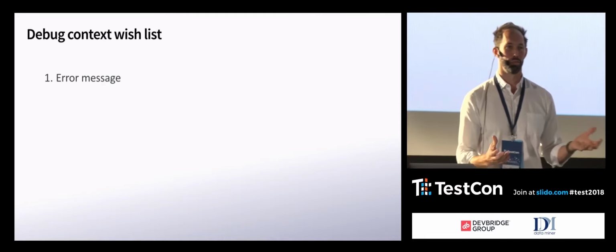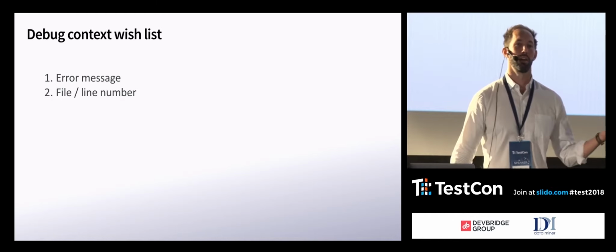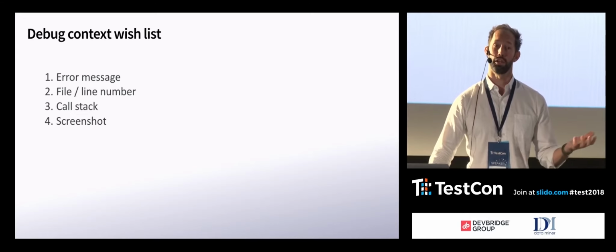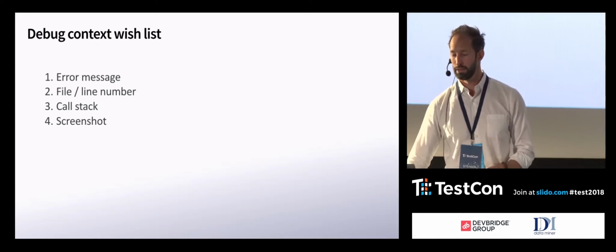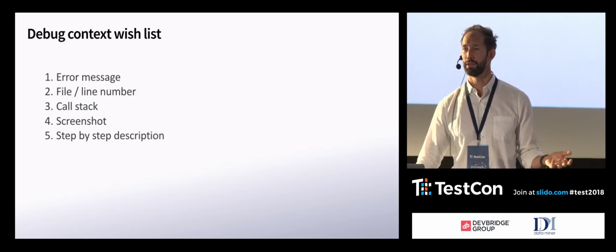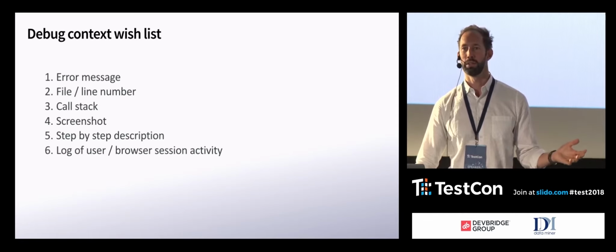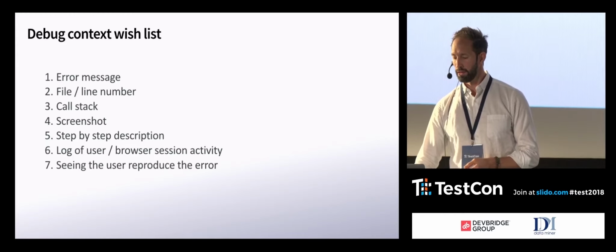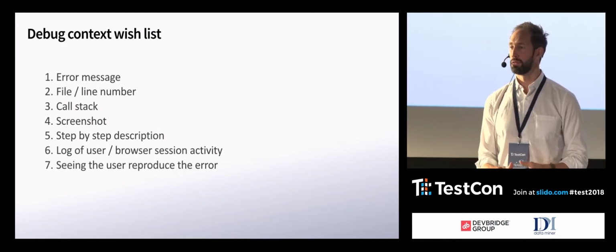And of course, we want a lot of things as developers. We want the error message, of course. File and line number, where did this happen? Call stack would be great. Screenshot of the screen. Sometimes we get that if we have a nice user and they send us a report. Step-by-step description, right? How else do we create a test case if we don't know what they did, right? And maybe a log of what the browser was doing. Was the window resized? Was there network connectivity issues? Who knows? And of course, if you're really lucky, you get to see the user who caused this issue.